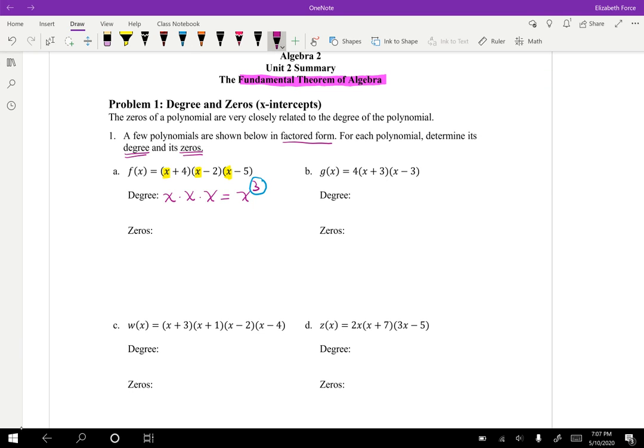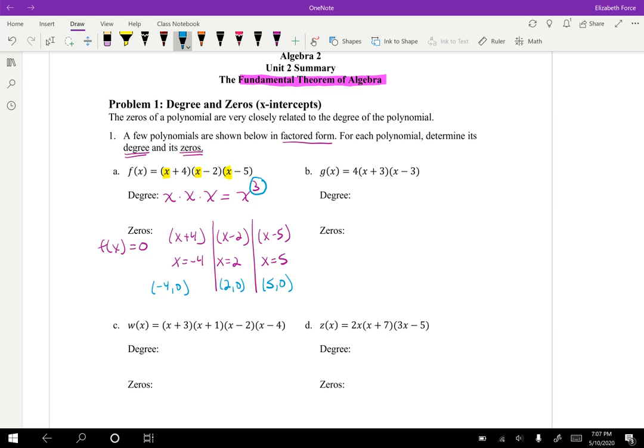And then remember, your zeros are what makes the function equal to 0. So what values make the function equal to 0? For my first factor, which is x plus 4, I'm going to have a 0 at negative 4. For my second factor, x minus 2, I'm going to have a 0 at positive 2. And for my third factor, x minus 5, I have a 0 at positive 5. So we've got an x-intercept at (-4, 0), (2, 0), and (5, 0).